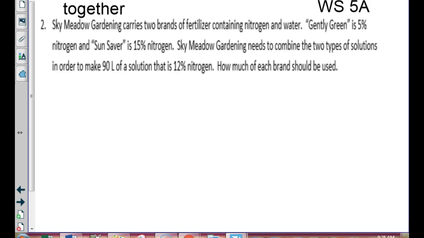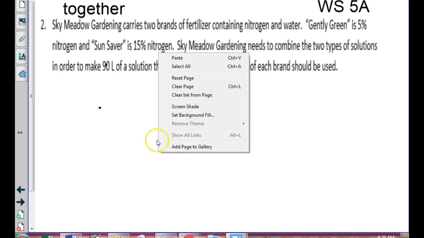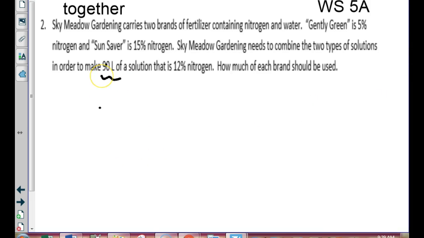We can write this as a system a couple different ways. It says Sky Meadow Gardening carries 2 brands of fertilizer containing nitrogen and water. They have Gently Green, which is 5% nitrogen, and Sun Saver, which is 15% nitrogen. So we are to combine these in order to make 90 liters of a solution that's 12% nitrogen, okay?